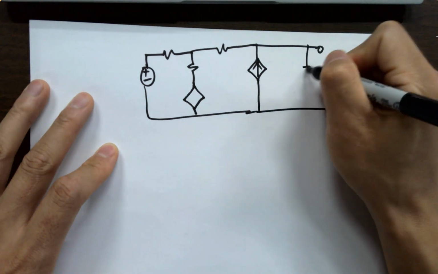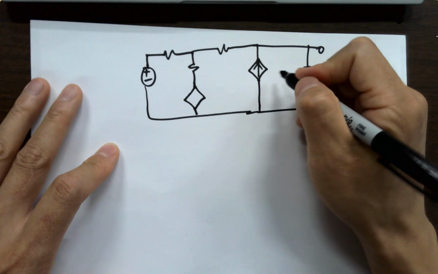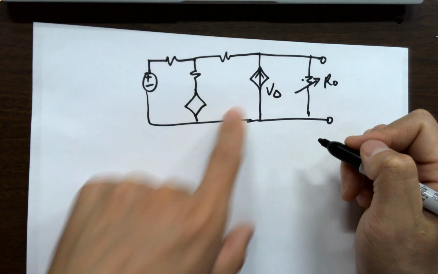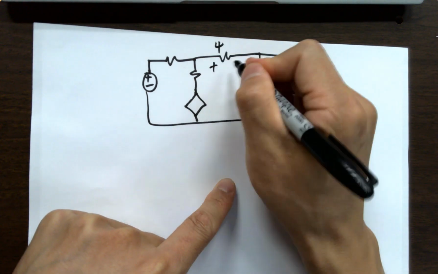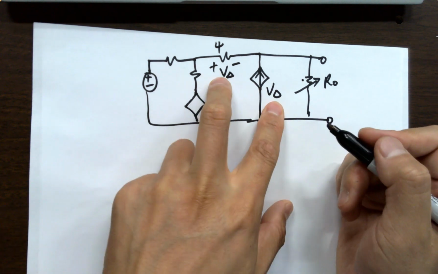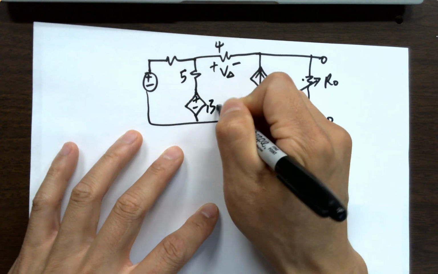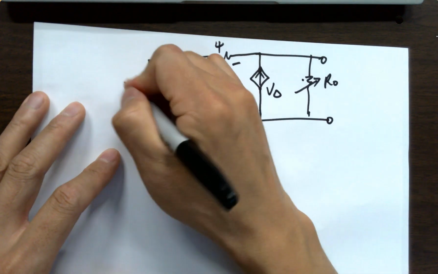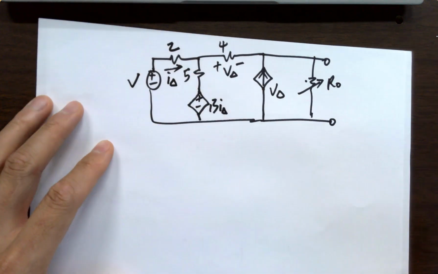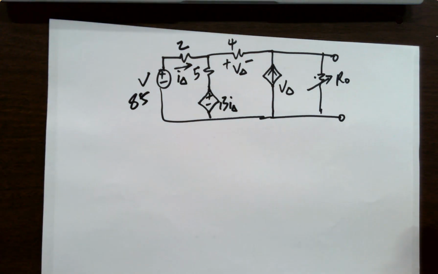So RO, the load, is adjustable. It's a potentiometer, an adjustable resistance. It's a voltage-controlled current source, so it's labeled as V delta, but it's actually a current source. And the 4 ohm resistor has a voltage drop of V delta, the same value. 5 ohms. 85 volts. I want to show 2 different methods to calculate it.